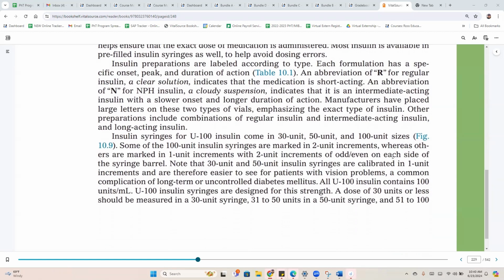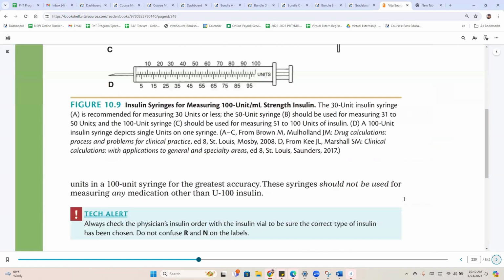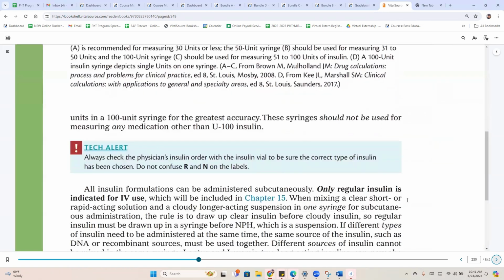A dose of 30 units or less should be measured in a 30 unit syringe, 31 to 50 units in a 50 unit syringe, and 51 to 100 units in a 100 unit syringe for the greatest accuracy. These syringes should not be used for measuring any medication other than U100 insulin.